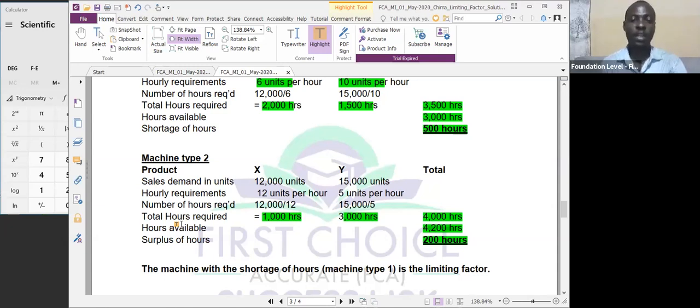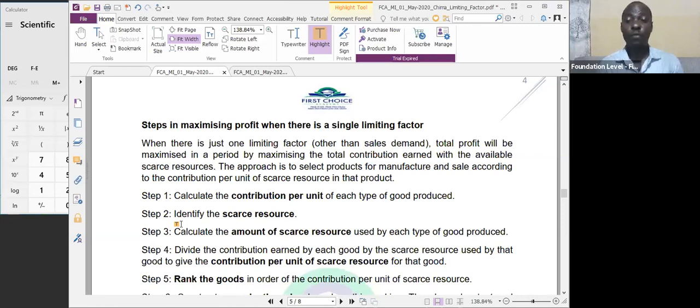Step three, you need to calculate the amount of scarce resource that is used by each type of goods produced. Like we did in example one, not only did we identify the scarce resource, we identified how much of that scarce resource is required for the production. So that means you are going to calculate the amount of scarce resource used by each type of goods produced or that is required of you.